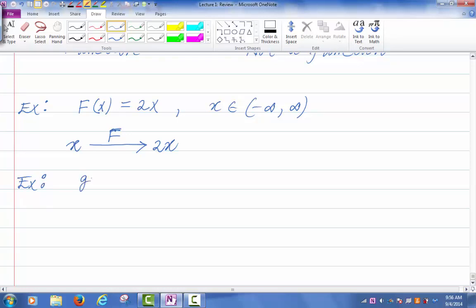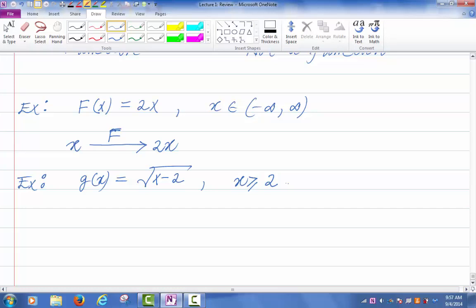Let's say I have the function g of x, and g of x is the square root of x minus 2, where x is larger or equal to 2. Oh, by the way, what's the domain in the first case? Well, I said this function is defined for x in that interval, right? So the domain is that interval. In the second case, I'm saying g of x is defined for x greater than 2. So the domain is all real numbers greater than 2.